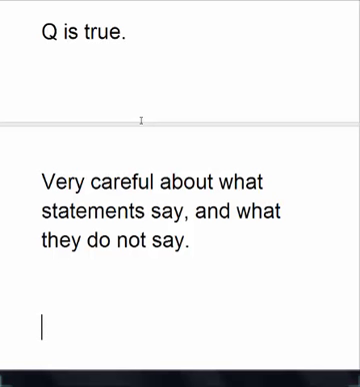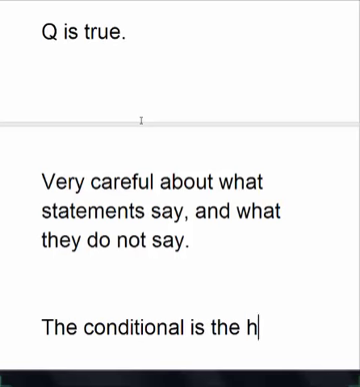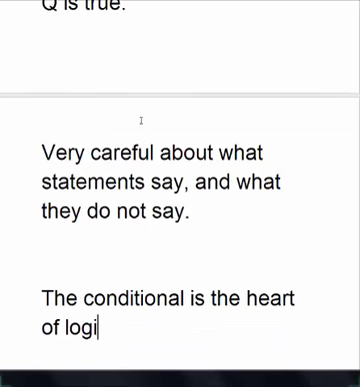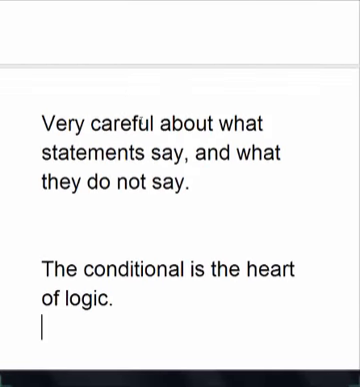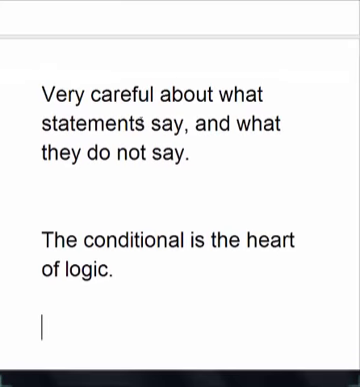And one of the things that our author says in the beginning of this chapter is, I think, very helpful. That the conditional, she says, is the heart of logic, because logic is about implication. It's about inference. It's about what follows from what. And if you think about it, then you're asserting that Q follows from P.